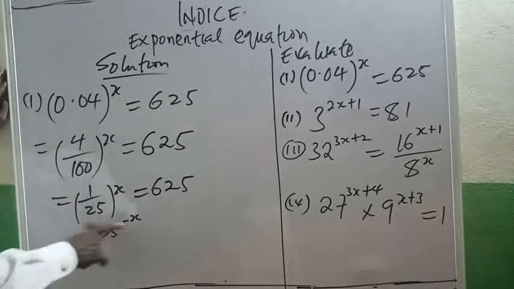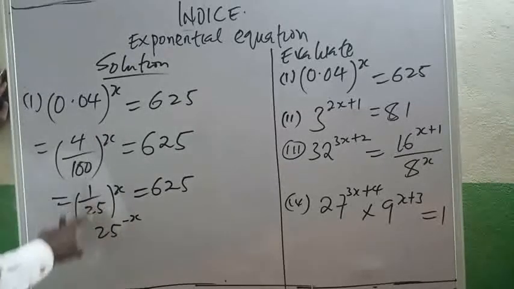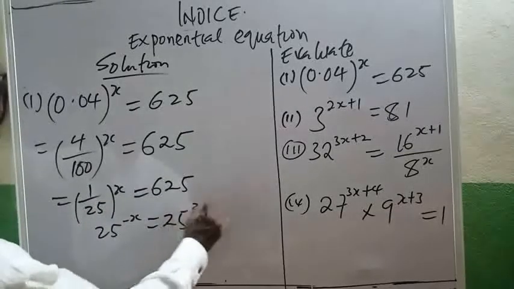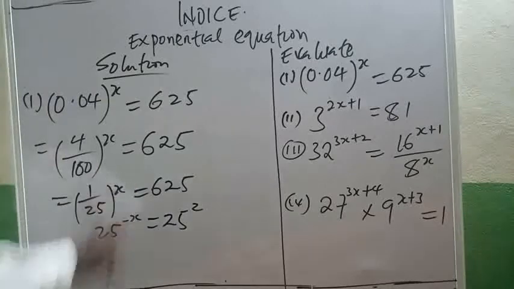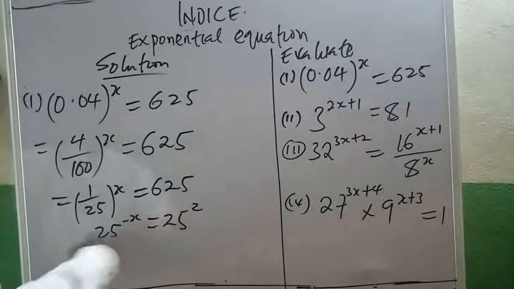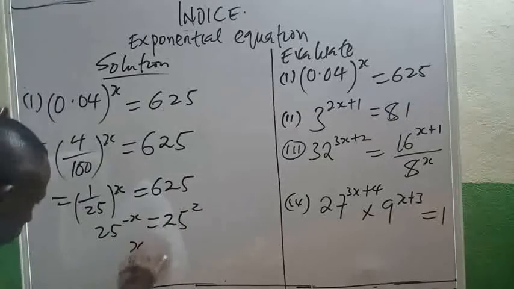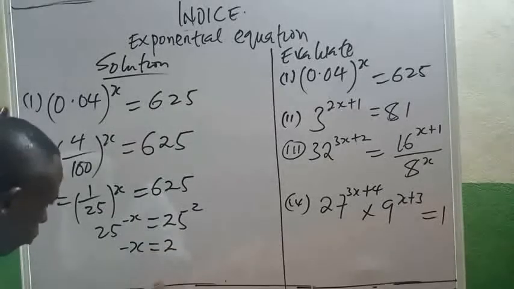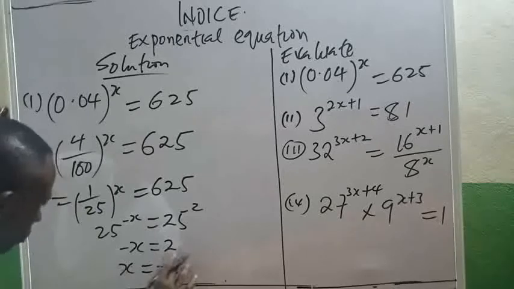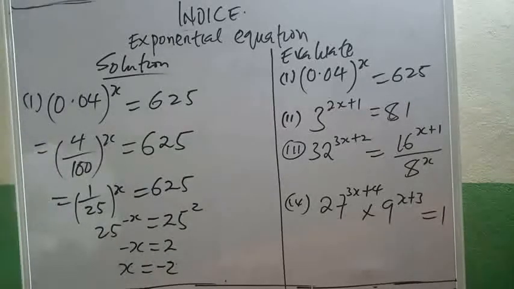Remember, if you express this, it's the same as 25 raised to the power of minus x is equal to 25 raised to the power of 2, because 625 is 25 times 25. So since the powers are different but the bases are the same, we say minus x is equal to 2, and x will be equal to minus 2.